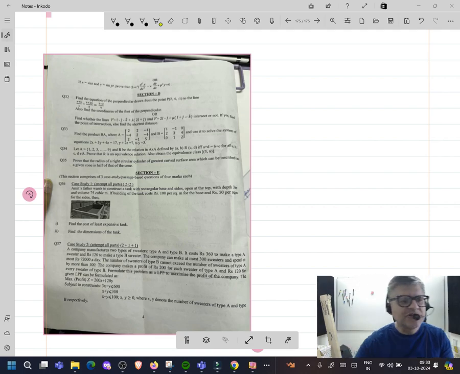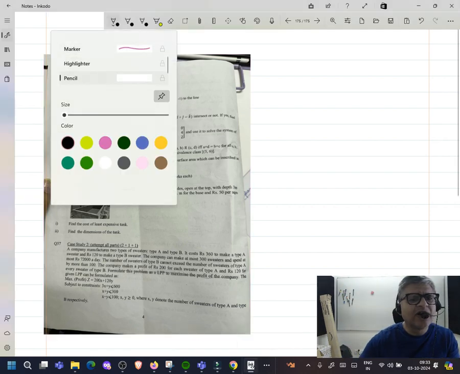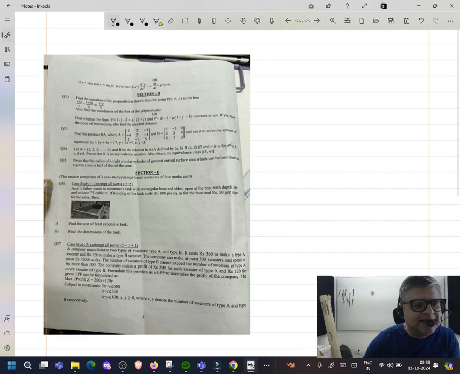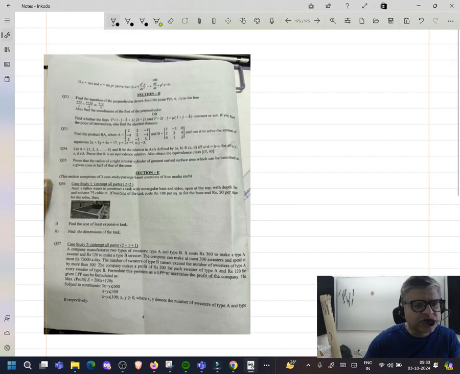Okay, so once you see this question, the first thing that strikes you is not the construction, but the words least expensive, right? The least expensive part is what strikes me to start with. I'm just marking it so that you can also see. I have seen the words least expensive.